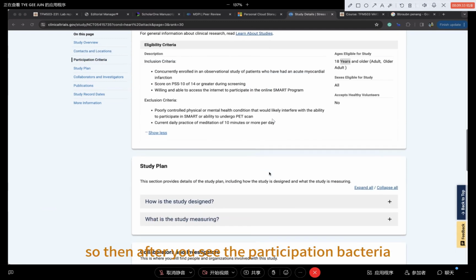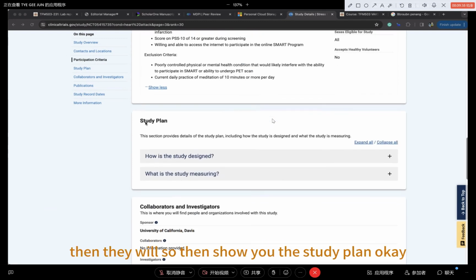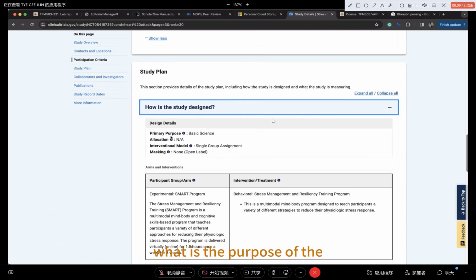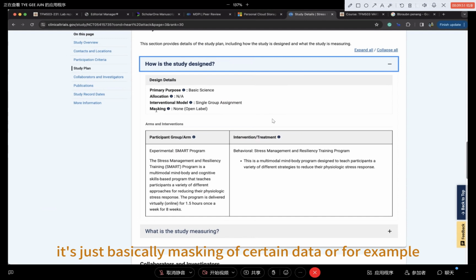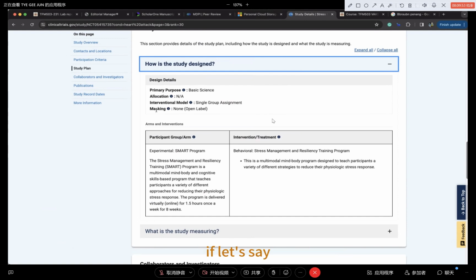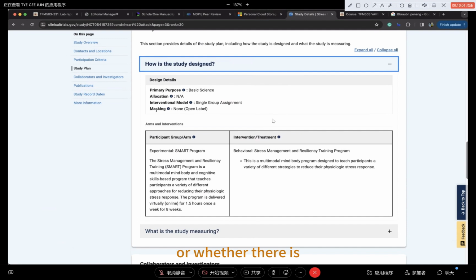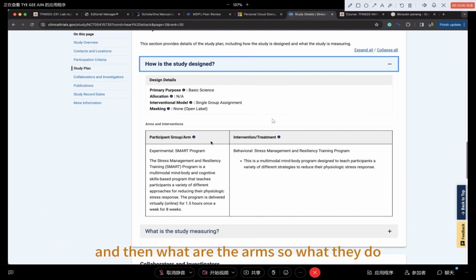Okay, so then after you see the participation criteria, which includes all the eligibility, then they will also then show you the study plan. Okay, so for the study plan, they will say, okay, what is the purpose of the work? What is the intervention? Masking here doesn't mean masking. It's just basically masking of certain data. Or for example, if let's say a medication is given, whether the data is being, whether the medication is given as a placebo or whether there is placebo involved or not. So these are the masking, okay? And then what are the arms? So what they do, these are all the details.